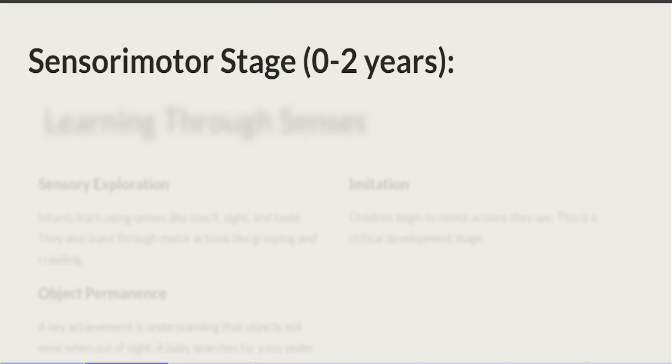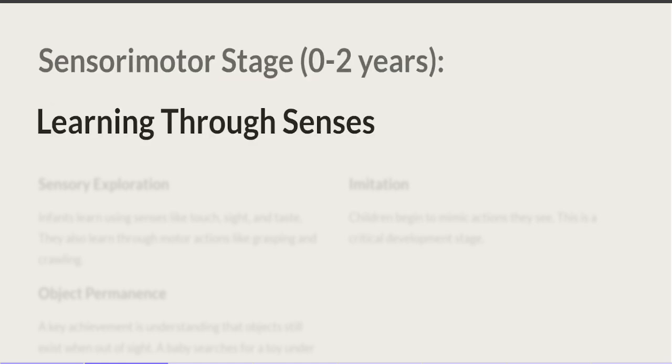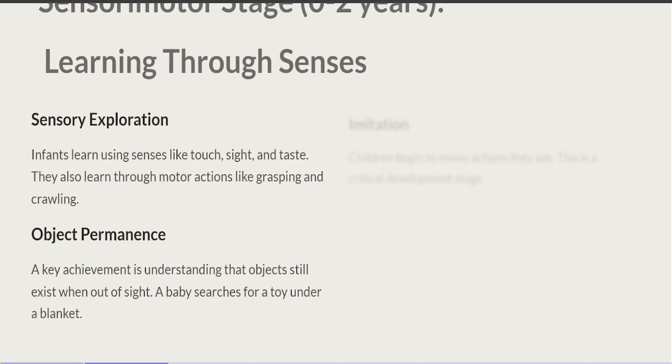First of all, I'm going to discuss the sensorimotor stage, which is between age 0 to 2 years. In this stage, the child learns through their own senses. Sensory exploration: infants learn using senses, for example touch, sight and taste. They also learn through motor actions like grasping and crawling. Object permanence is a very important topic. It is also connected to the sensorimotor stage.